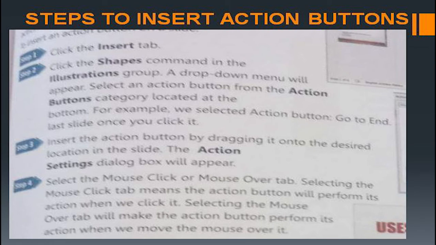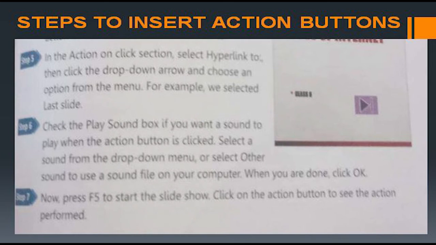Select the Mouse Click or Mouse Over tab. Select Mouse Click, that means the action button will perform the action when it is clicked. Select Mouse Over, it will make the action button perform the action when the mouse is moved over it. Next step is step 5.